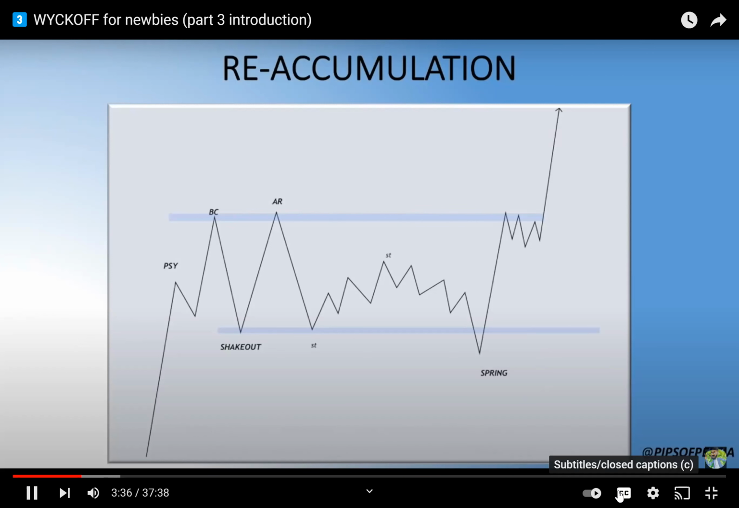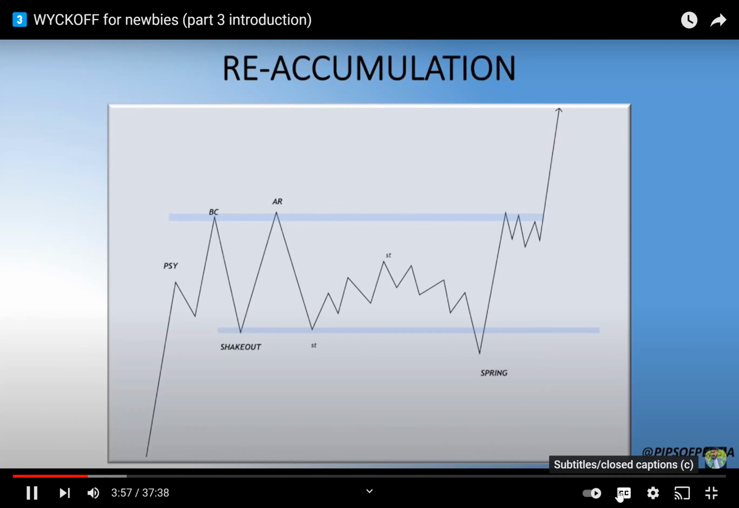Now, a reaccumulation can very commonly be mistaken for a distribution, especially because within the first half of the reaccumulation range, it looks almost identical to the beginning stages of a distribution. This is the important point that I always mention, which is never be married to a directional bias.